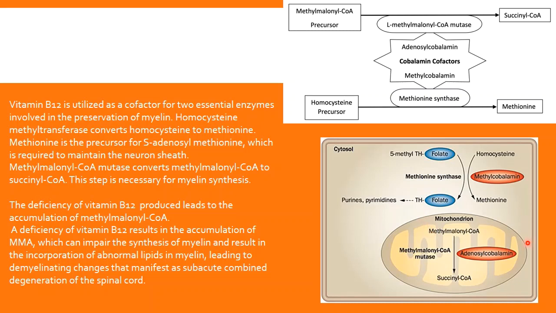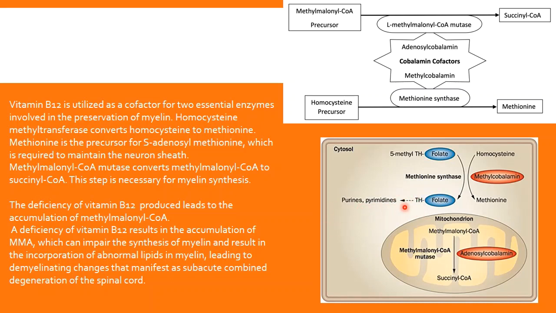So what do we see here? We see that vitamin B12 can act as a cofactor for two important enzymes. Methylcobalamin and adenosylcobalamin are cofactors for the enzymes methionine synthase and methylmalonyl coenzyme A mutase, as you can make out. It is important to note that methionine synthase converts homocysteine to methionine when folate, that is 5-methyltetrahydrofolate, is converted to tetrahydrofolate, and that is required for purine and pyrimidine synthesis, that is DNA synthesis.